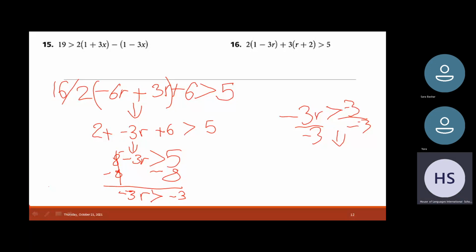Negative 6 plus 3, it's negative 3r. Subtract them and take the greater sign. It's 1r. Then here is 1. And what about the sign? Shall you keep it as it is or you have to flip it? You divide by negative. What did I tell you yesterday? If you divide by negative, what do you have to do with this sign? Flip it. So greater than will be less than.